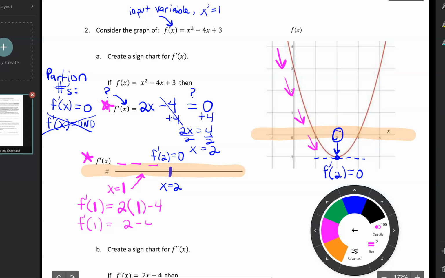Okay, so 2 minus 4. 2 minus 4 is negative 2. So see how this output is negative? That's all we care about here. So I would put negatives on that sign chart. And since this is a polynomial and it's continuous and there's no jumps or asymptotes or anything, that's telling me that any input I pick that's less than 2, I could pick 0, I could pick 1.8, I could pick negative 20, if I put it into the derivative, it'll give me a negative output because the derivative is going to be negative in that region.